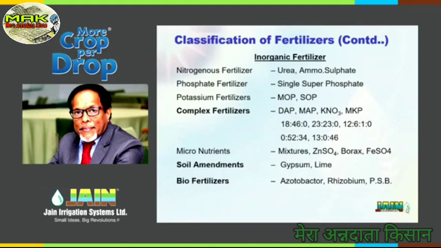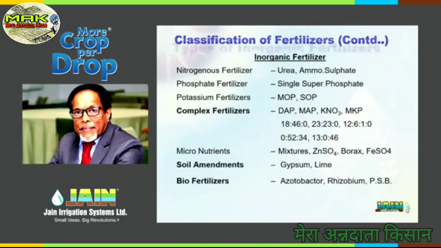Then you have micronutrients, which come as zinc sulfate, borax, iron sulfate, and all that. Then you have a series of non-fertilizer chemicals added to the soil as soil amendments, like gypsum. When you have high alkalinity in the soil, we add gypsum. Then we have biofertilizers, which are organisms, as I said, acetobacter, rhizobium, and phosphate solubilizing bacteria, which come in the series of single-celled biofertilizers.